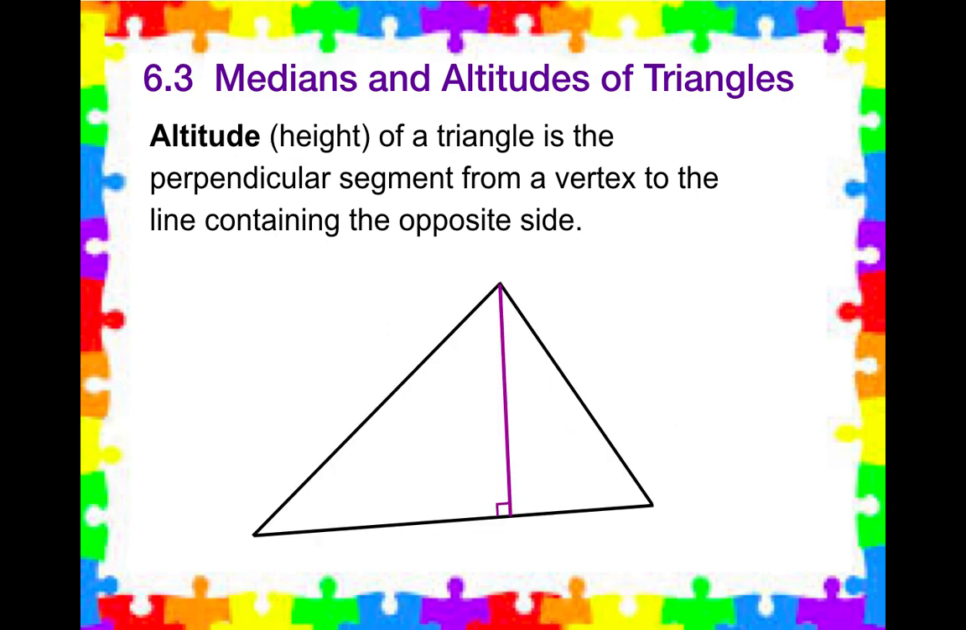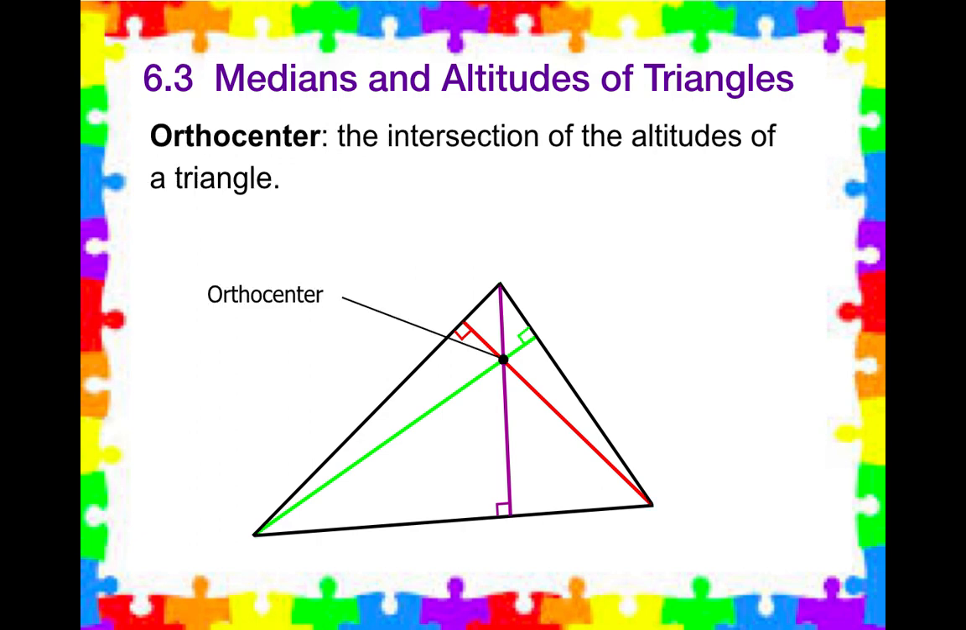Inside of a triangle, here's one altitude. If I draw the altitudes to all three sides, I find that it meets at one place in the triangle. This is always true. And this location here is called an orthocenter. So it's the intersection of all the altitudes of a triangle.